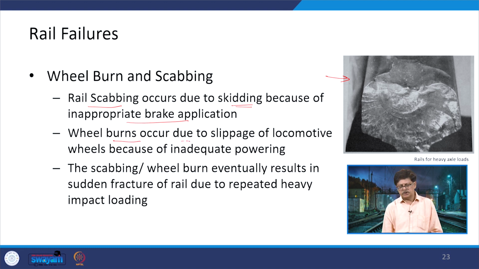Wheel burns can also occur due to the slippage of the locomotive wheels because of inadequate power. We talked about that previously also. The scabbing of the wheel burns eventually results in the sudden fracture of the rail due to repeated heavy impact loadings. These impact loadings come from the effect of braking or the starting up of a train on a section on gradient. In all of these cases, these impacts are coming and they may cause scabbing and wheel burning.